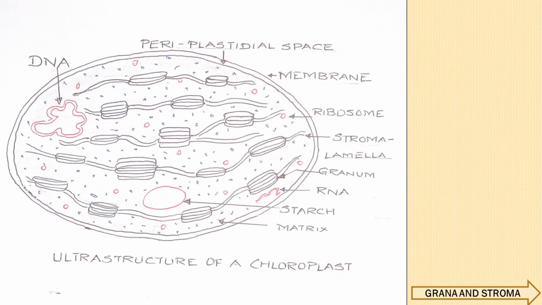Each granum consists of small, disc-like, superimposed membranous structures known as thylakoids. It's clearly seen in the diagram. These thylakoids remain arranged parallelly to form the stack. Photosynthetic pigments are embedded in the thylakoid. Grana are interconnected by membranes called stroma lamellae or frets. They help in rapid transport of materials.